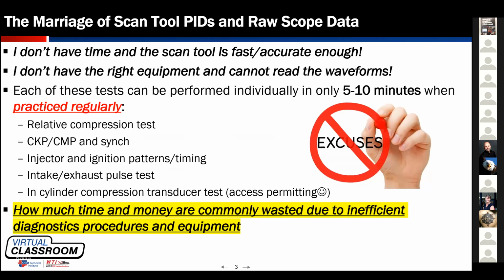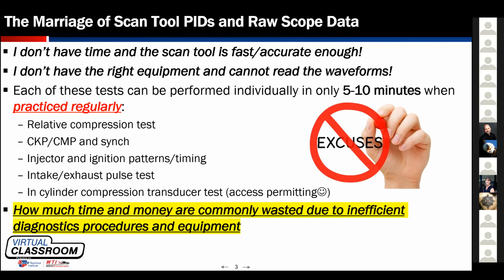So before I get going too far into this topic, I have heard, I think, just about every excuse out there. When I built this slide, honestly, I really didn't mean for it to be this rude. But then once I reread it, I'm like, you know what? It might be rude, but it's actually the truth. Look, I hear this. I don't have time, and the scan tool's the fastest. It's accurate enough. Or I don't have the right equipment. I can't read the waveforms. Guys, there's absolutely no excuse for this.